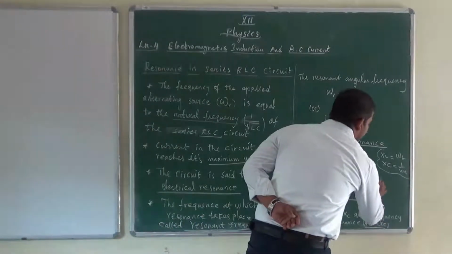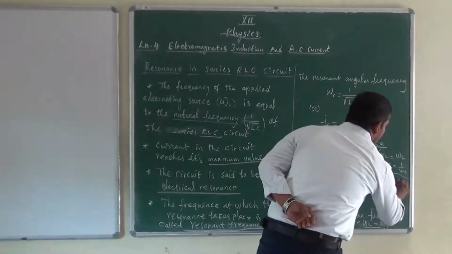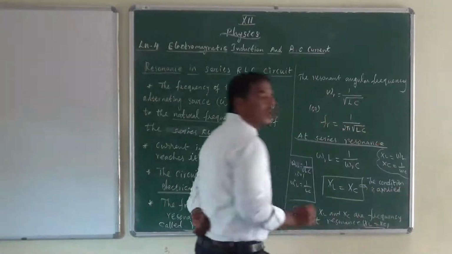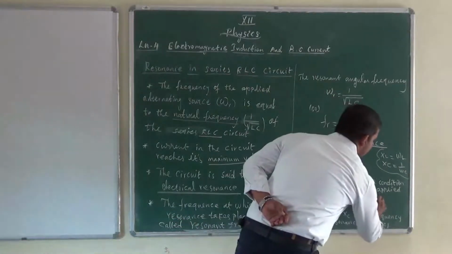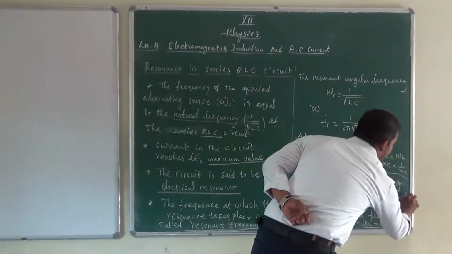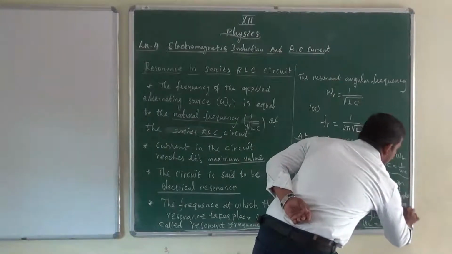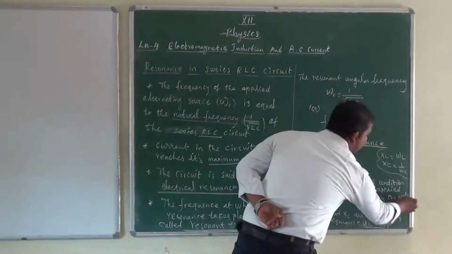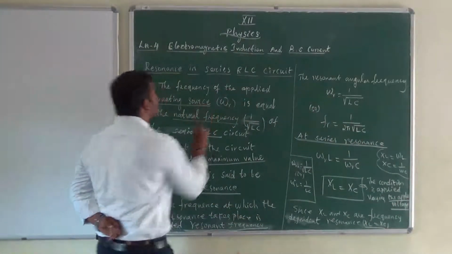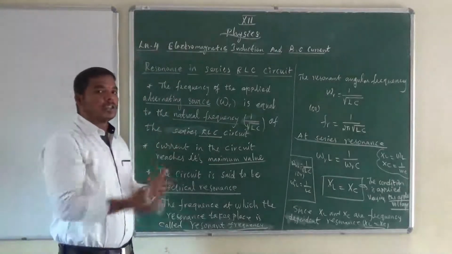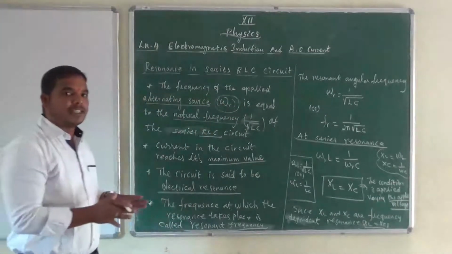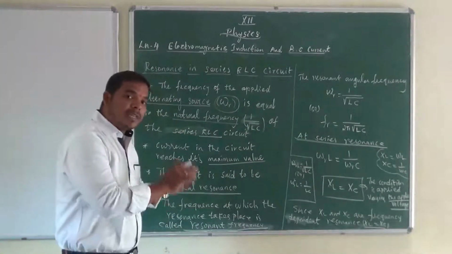The condition is applied when we vary the applied voltage. Important, one more question: what is the applied voltage? You see the frequency of the alternating source. The alternating source producing frequency omega_r is there. This applied voltage we can vary.